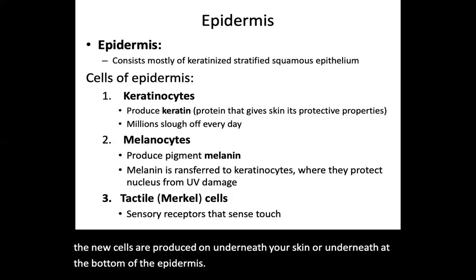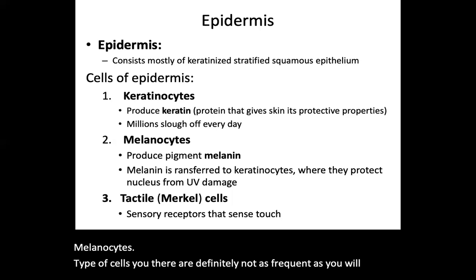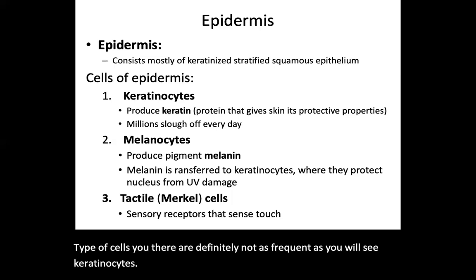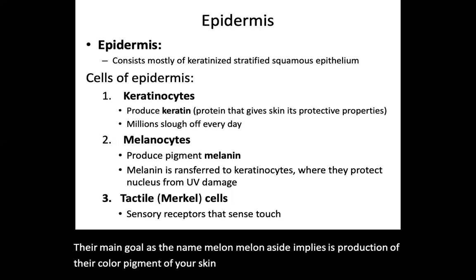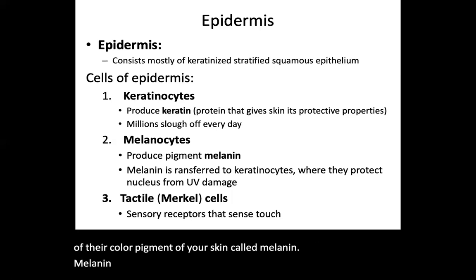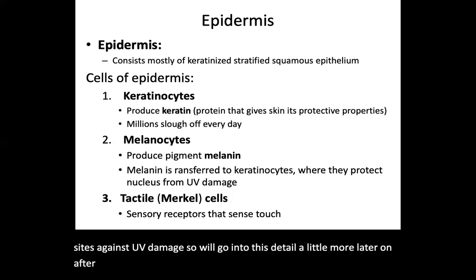Now, melanocytes. Melanocytes are another type of cells you see. They are definitely not as frequent as you would see keratinocytes. Their main goal, as the name melanocyte implies, is production of the color pigment of your skin called melanin. Melanin is extremely important in terms of protecting your keratinocytes against UV damage. So we'll go into this detail a little bit more later on after we take a look at the epidermis layer in a few slides.